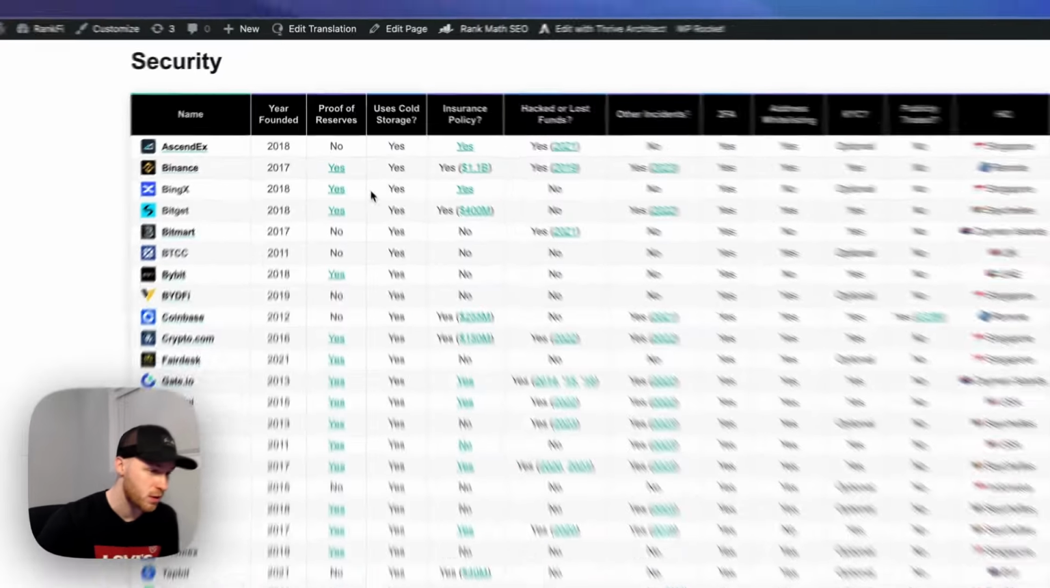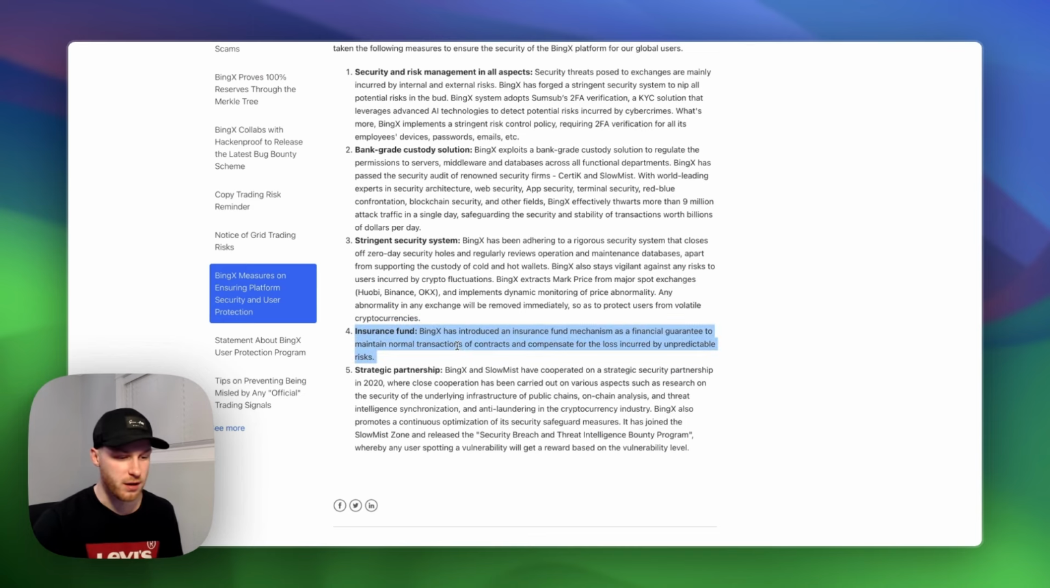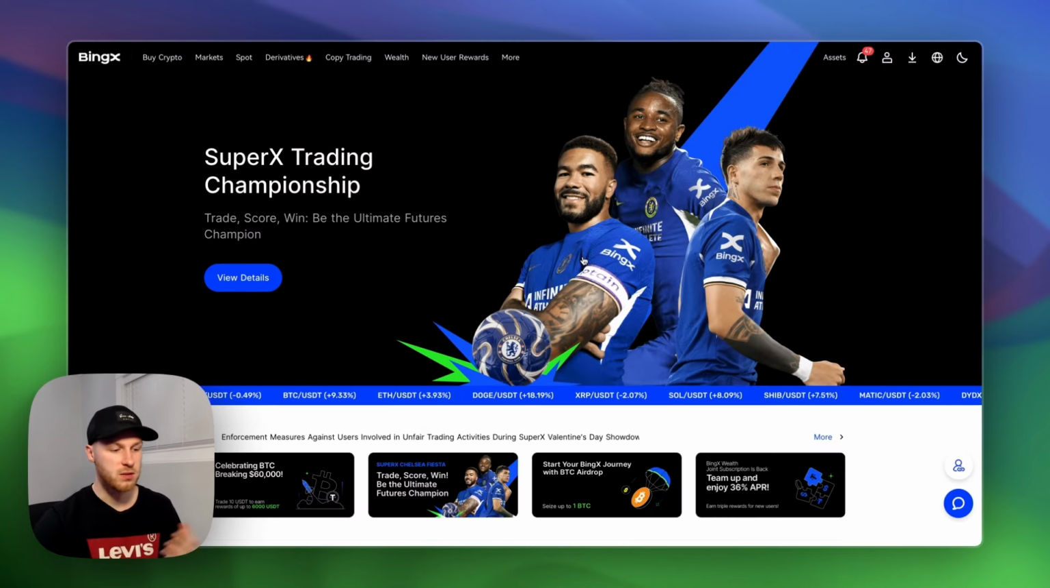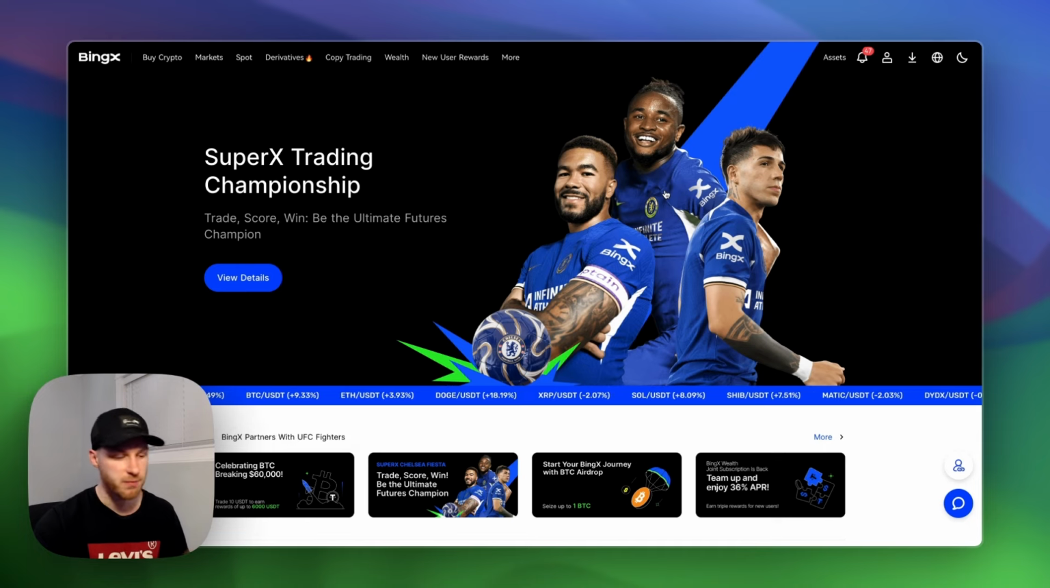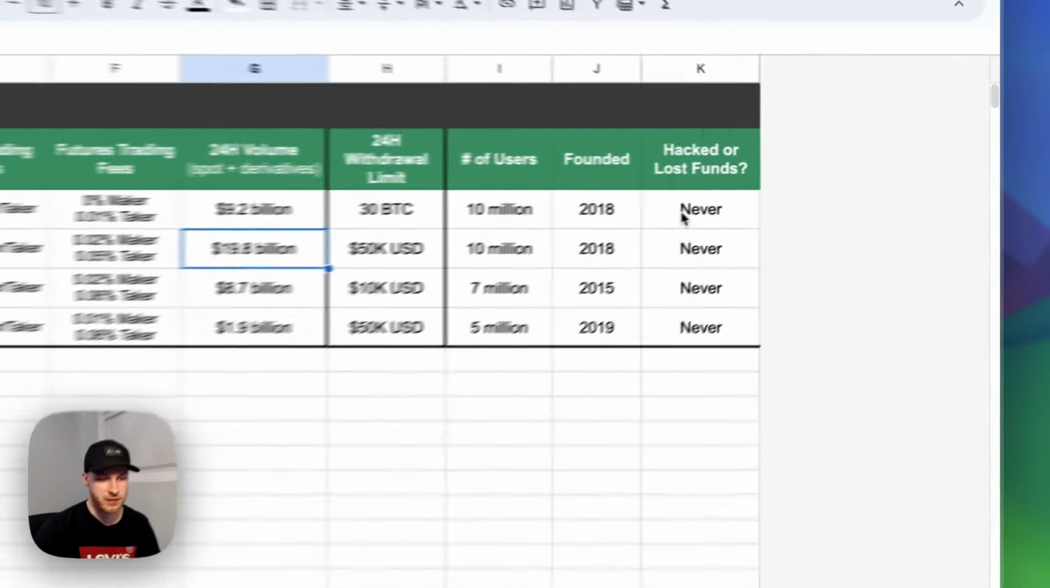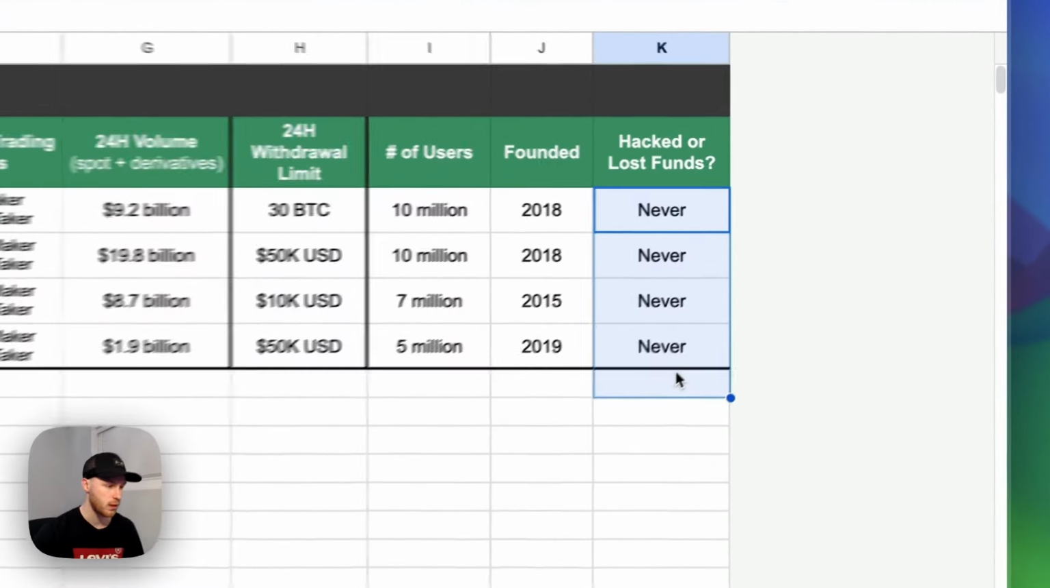They have their proof of reserves. They mentioned they have an insurance fund here, although they don't say how much it is. And they also have some big partnerships and millions of people using the exchange. And like all of these platforms, they've never had any hacks or lost any funds.